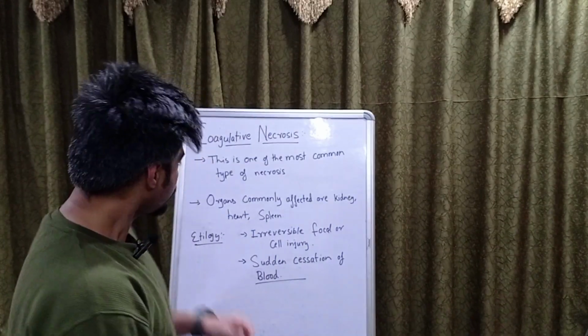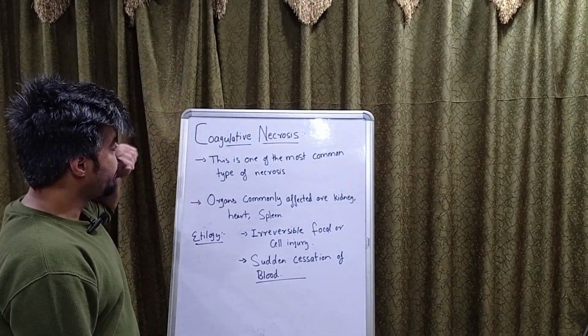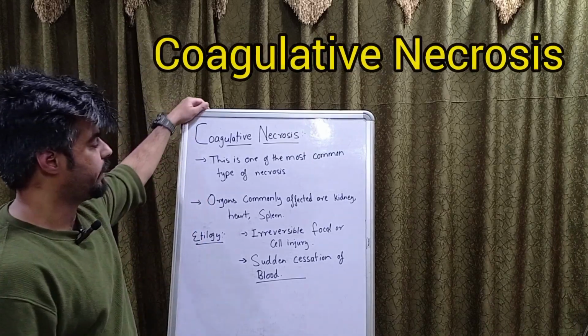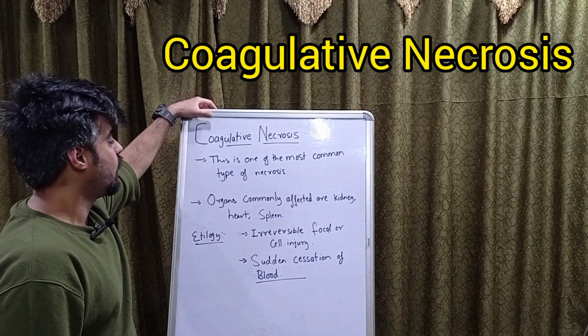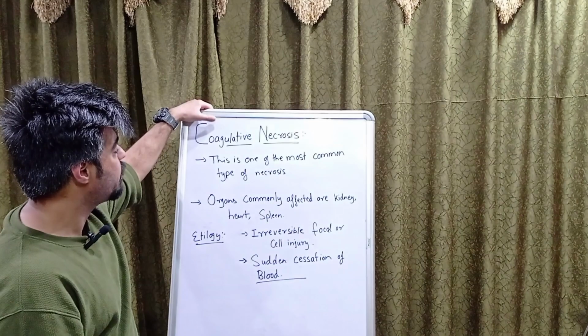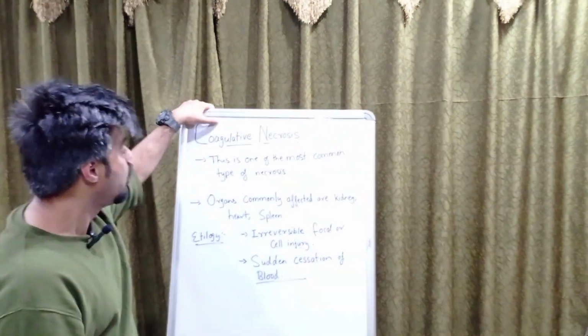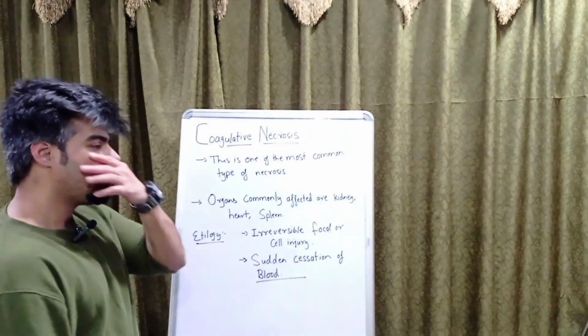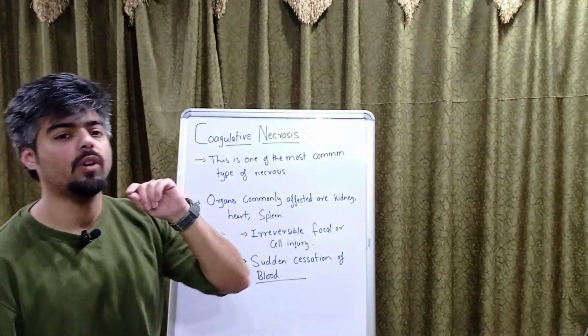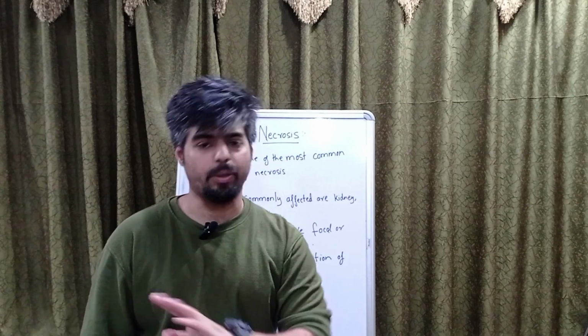Hi guys. Today we are going to discuss coagulative necrosis, as we have just seen what necrosis is and what its types are. The first type is coagulative necrosis. What is coagulative necrosis? It is one of the most common types of necrosis.